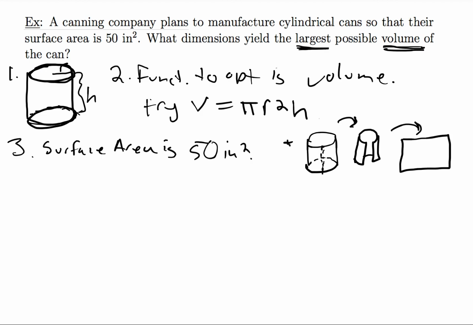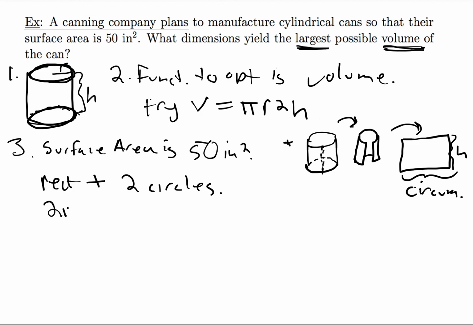Now you'll notice that this edge here comes from whatever your height is, and this edge here actually comes from whatever your circumference was for your circle. So, to figure out your total surface area, you basically want the area of that rectangle plus the area of your two circles. Okay? The rectangle is going to be the circumference by the height. That is 2 times pi times r times h.